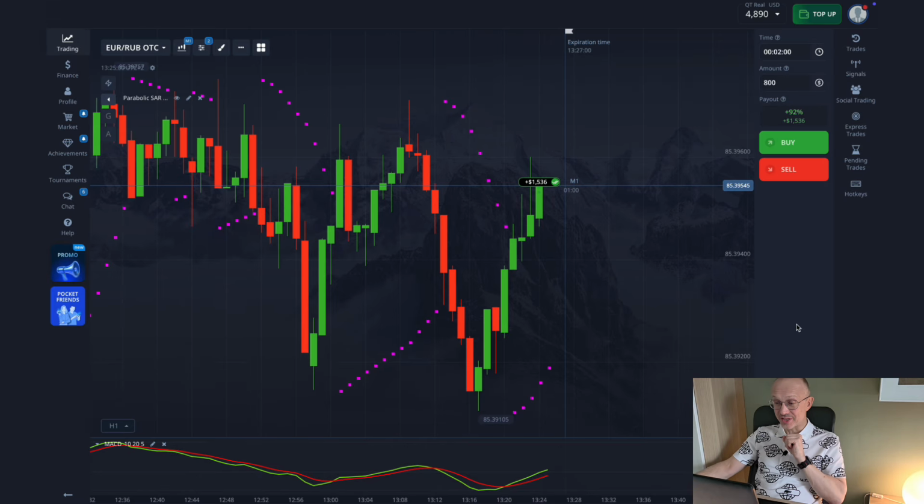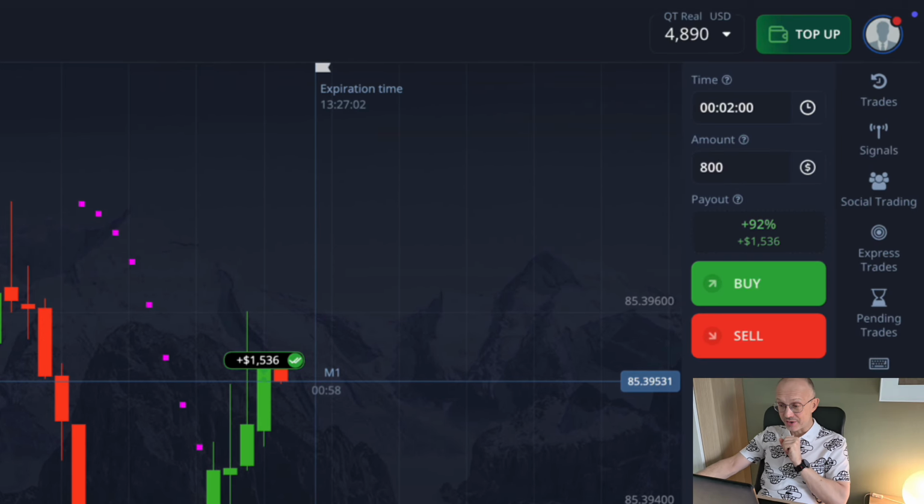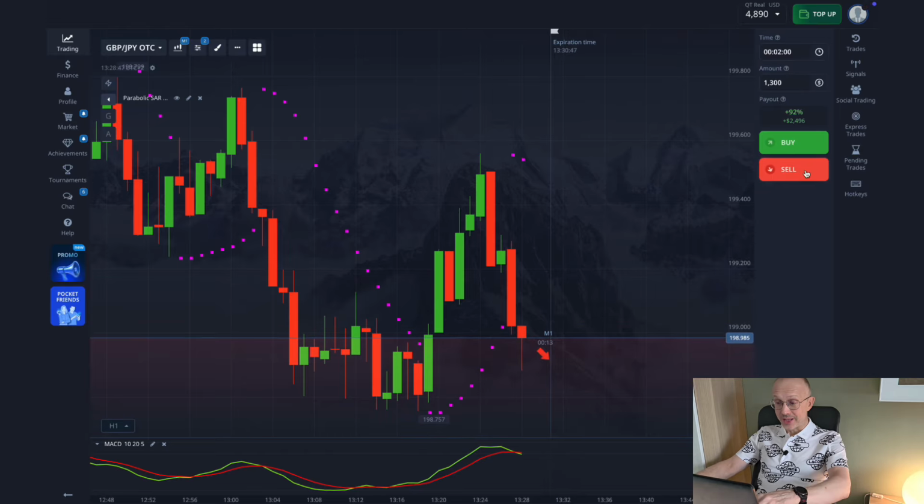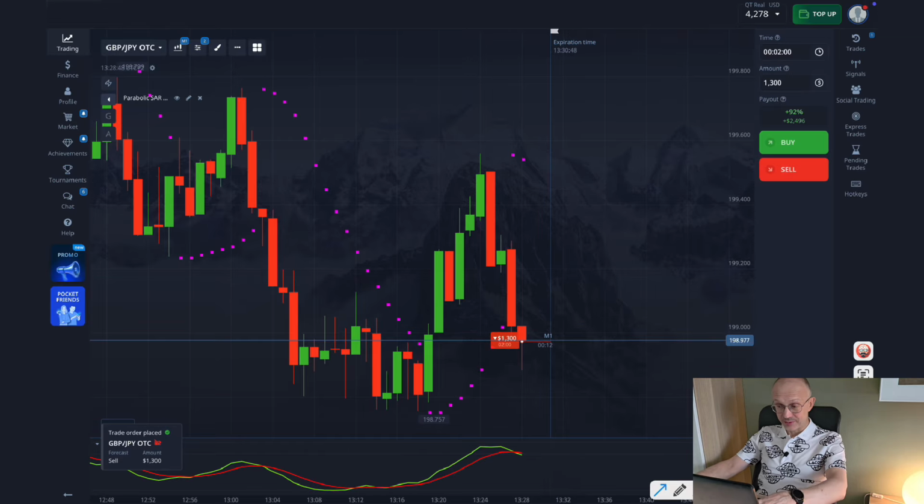An excellent result. I got $736 in profit. Moving on. The next signal indicates a decline. The timer is set to 2 minutes, and I'm opening a short trade for $1,300.